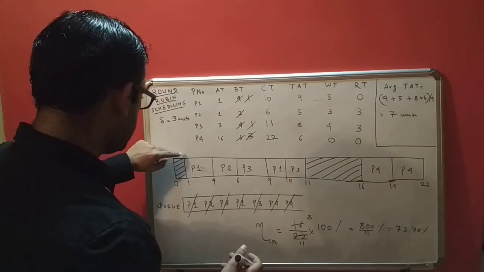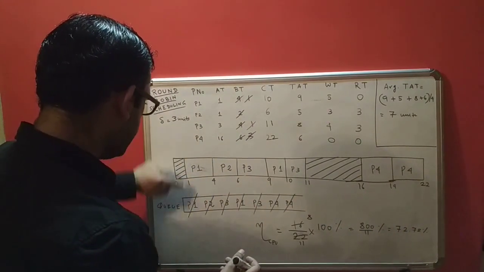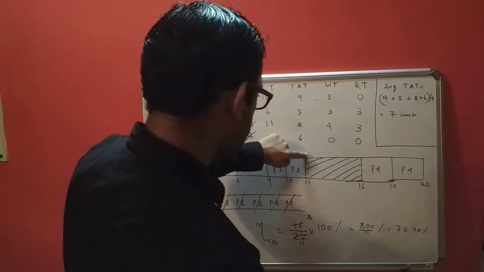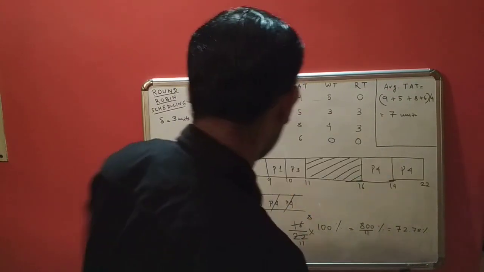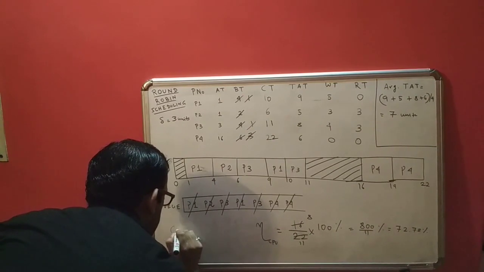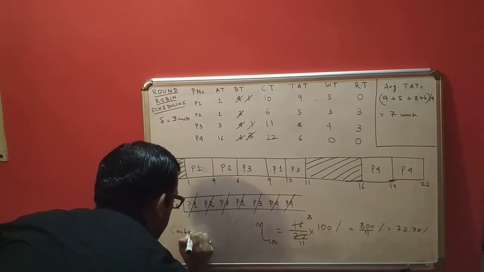So the number of context switches that we get are these lines, right? 1, 2, 3, 4, 5, 6, 7, 8. So we get a total of 8 context switches.